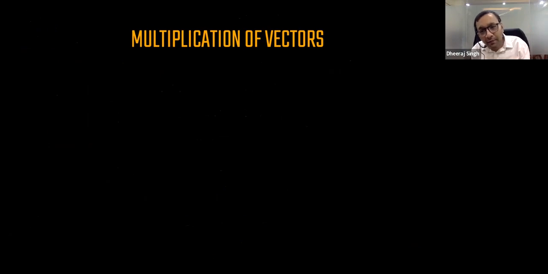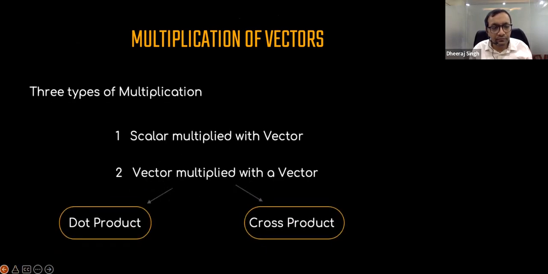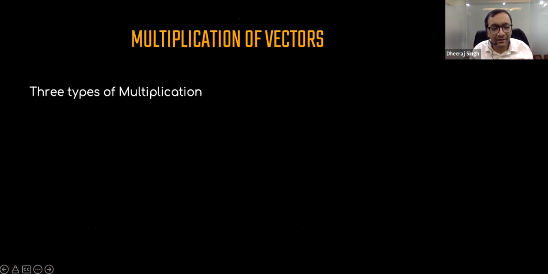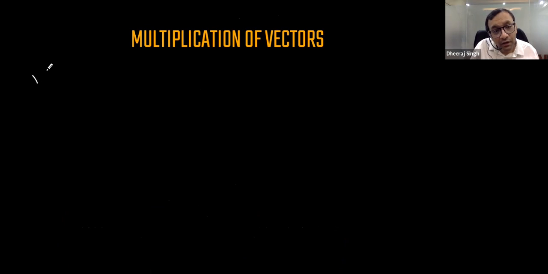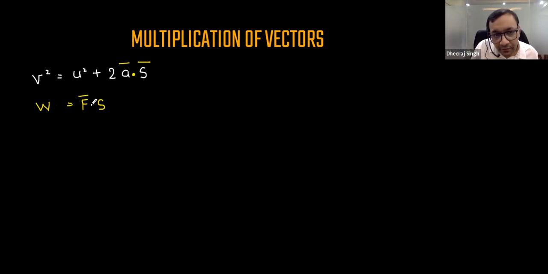Now, can a vector be multiplied with another vector? What do you think? Can a vector quantity be multiplied with another vector quantity? Give me some examples. Okay, good. Somebody has written what we got, v square equal to u square plus 2as. Very good. Actually, the a and s are vectors. So there is a multiplication of acceleration and displacement. Good. Then you have work done. Do you remember this? Work done is a multiplication of force and displacement. Two vectors. Yes or no? Right? Do you remember any other equation? Tell me.